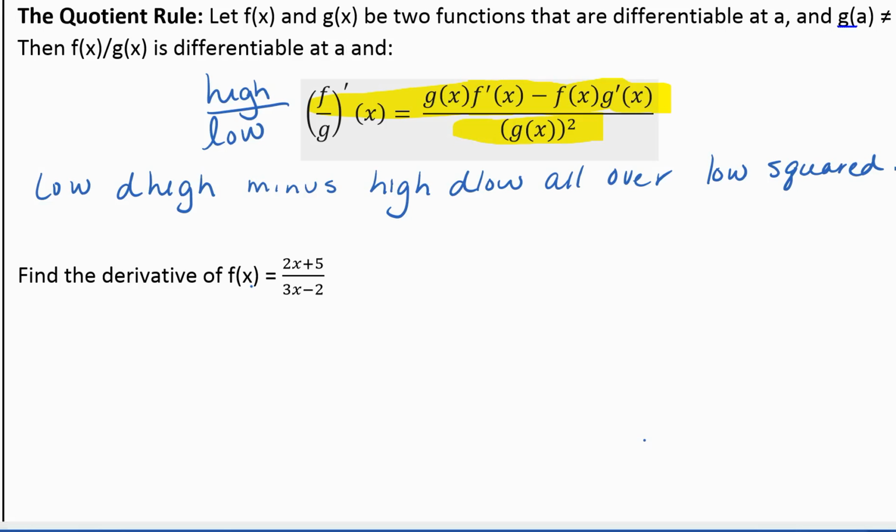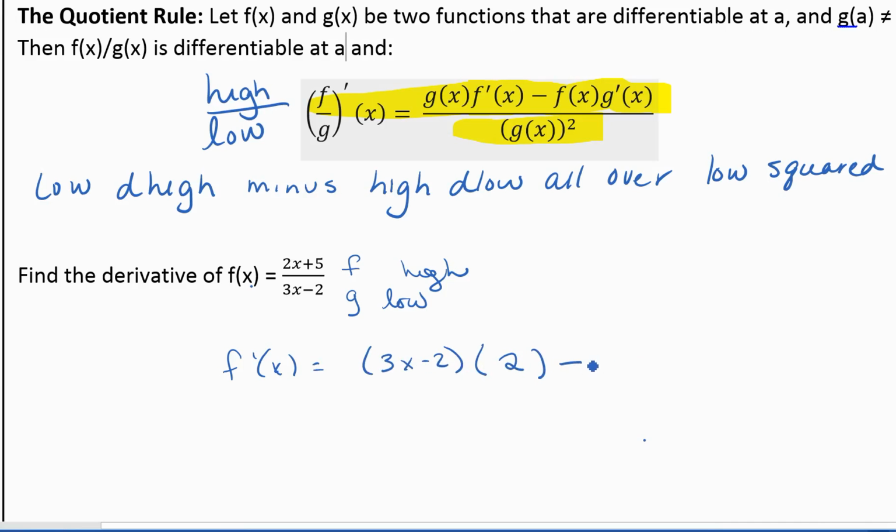Okay, so we want to find the derivative of this function, 2x plus 5 over 3x minus 2. So this is our f and this is our g. This is our low, this is our high. So the derivative, we're going to do low, you'll do it in parentheses, d high, so the derivative of the top, which here would just be 2, if we take the derivative of 2x plus 5, minus high, d low, the derivative of the bottom is just 3, all over low squared.